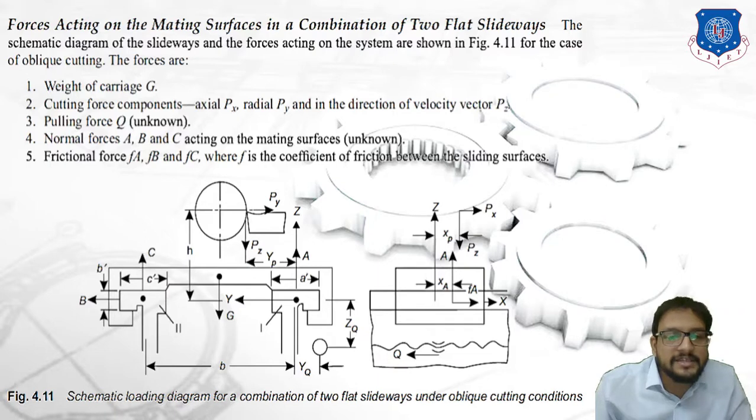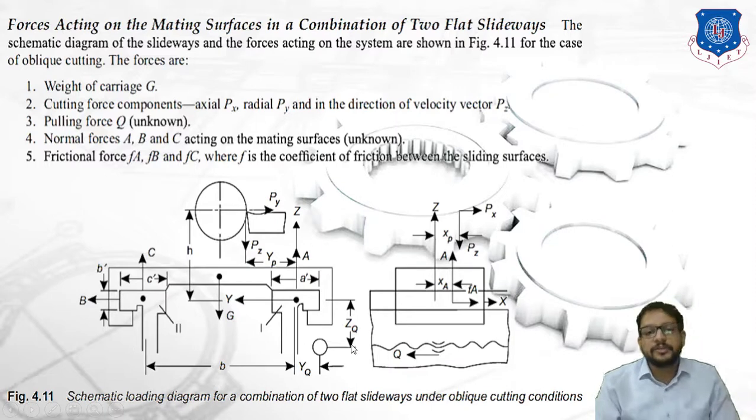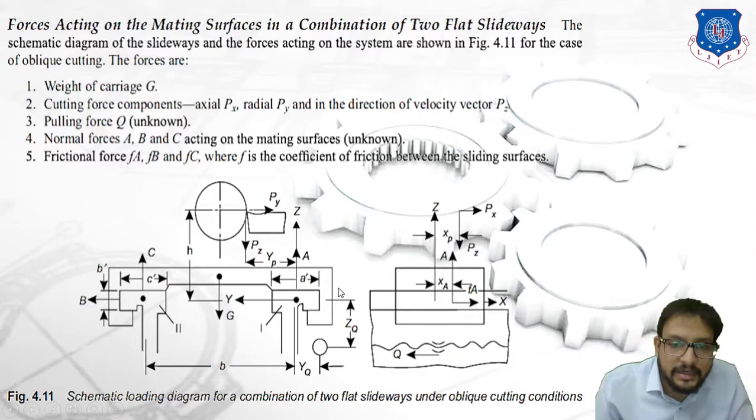Okay. Now next, B is a distance, that is, we can say a center distance between the two slideways, the combination of two slideways. So you can see over here B is written, and the pulling force, which we know is capital Q, which we need to determine. Over here you can see the distance for that is ZQ.